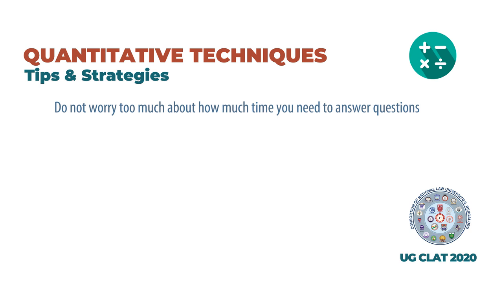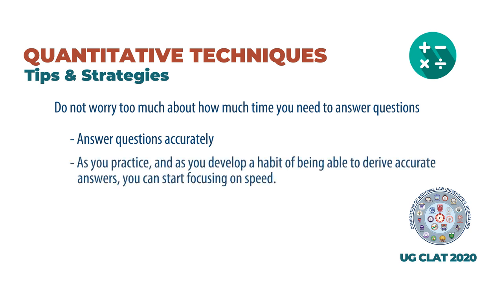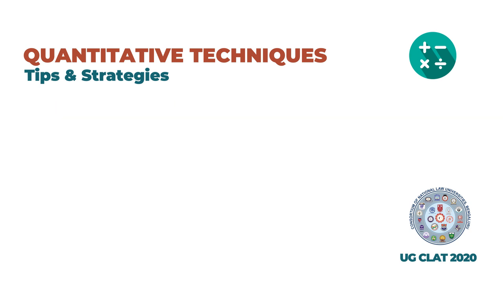When you begin preparing for quantitative techniques, do not worry too much about how much time you need to answer questions. The more important thing at this stage is to answer questions accurately. As you practice and as you develop a habit of being able to derive accurate answers, you can start focusing on speed. At this stage, it should be relatively easier for you to answer questions more quickly since you have already figured out how to answer them accurately.